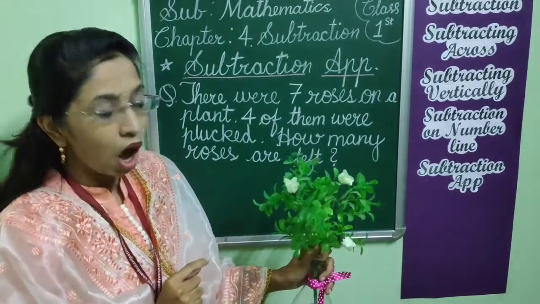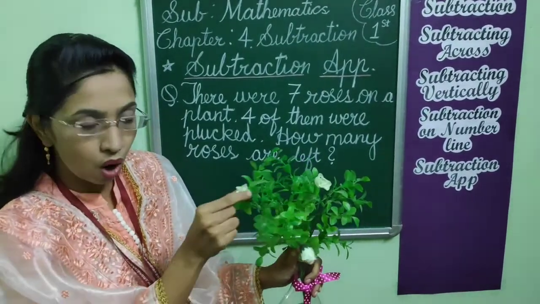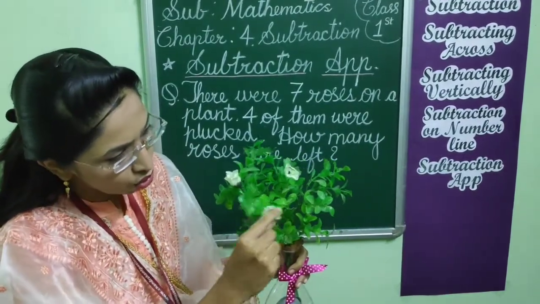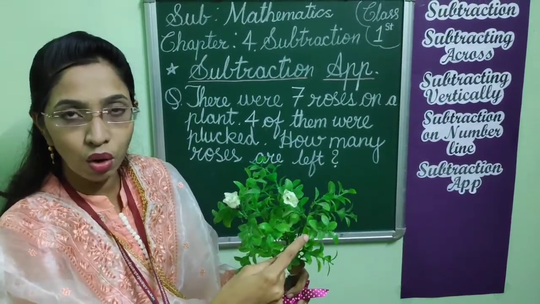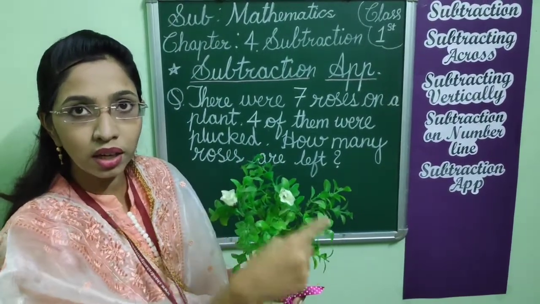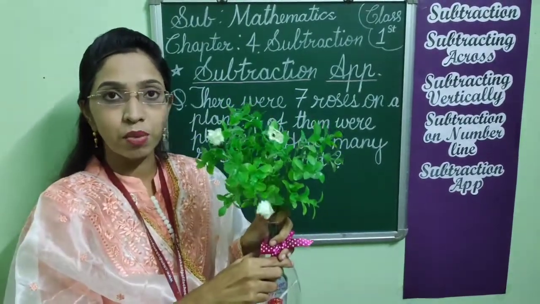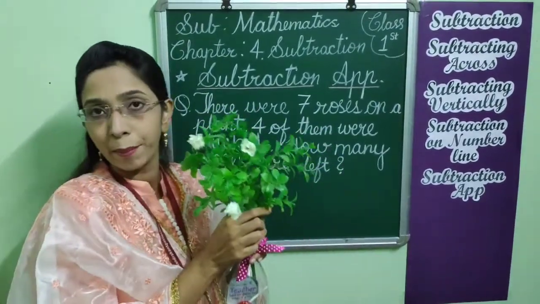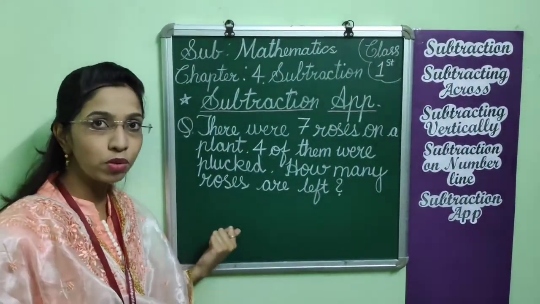Now, how many roses are left on the plant? Just see and count. 1, 2, 3. Can you see more roses on the plant? No. So, how many are remaining? There are 3. You can solve this problem on this plant. But how will you solve it here? Let's solve this problem on the board.